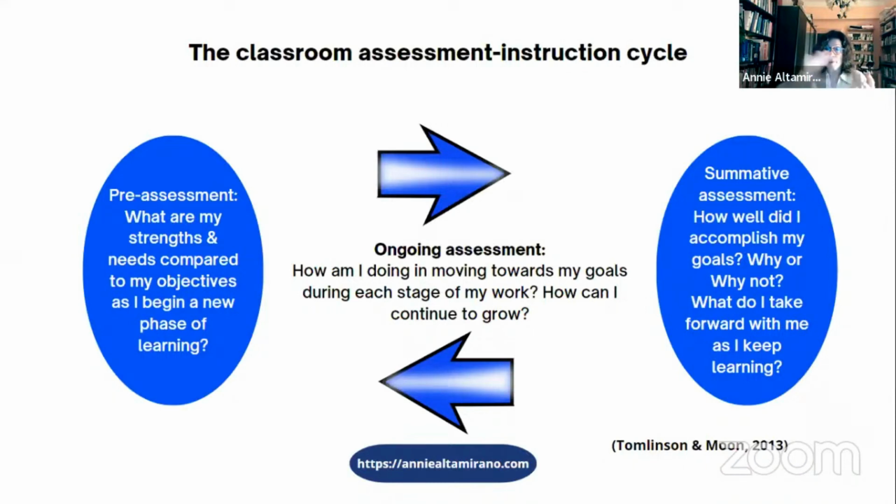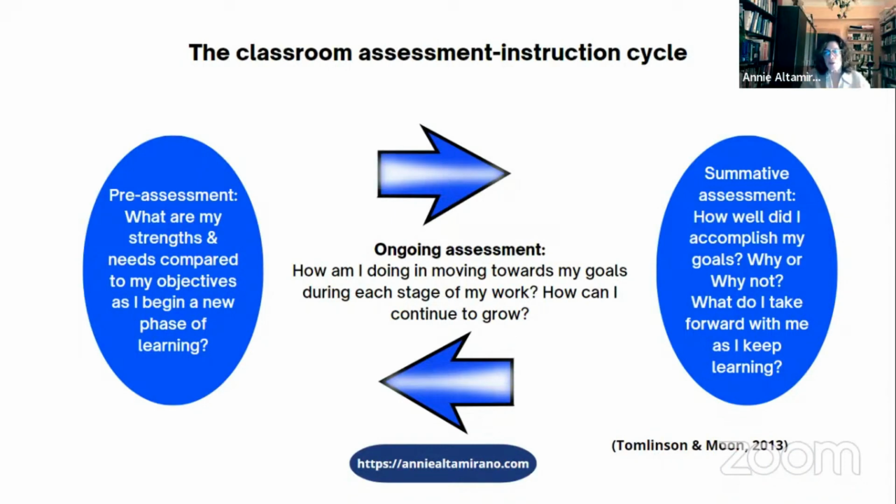So as we move on to the ongoing assessment, the questions should be, how am I doing in moving towards my goals? How can I continue to grow? And finally, at the summative assessment stage, how well did I accomplish my goal? Why or why not? What do I take forward with me as I keep learning? What changes can I make in my learning? What new resources can I use?